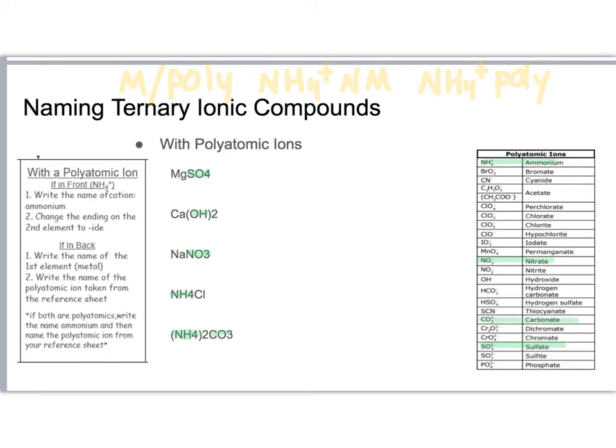So if the polyatomic ion is in the back, we will write the name of the first element, which is the metal. So if we take a look at our first example, the polyatomic ion's in the back. We're going to write the first element's name, which is magnesium. Remember that metal can be type A or type B. In this case, it's type A. So we do not have to do anything special to it. We're just going to write the element name. And then we go to the list and we look up the name of SO4, and that is sulfate.